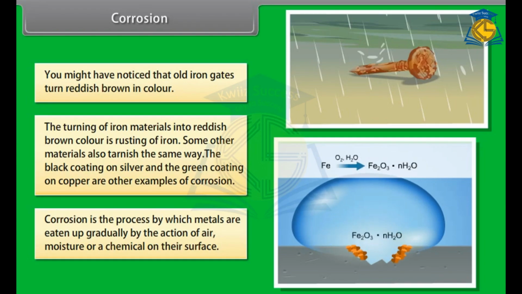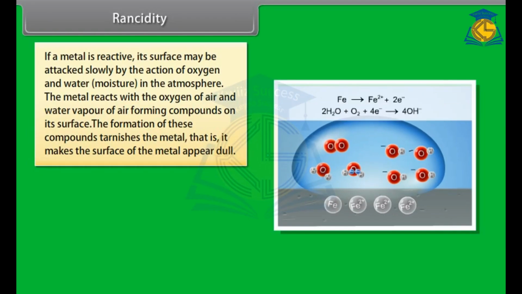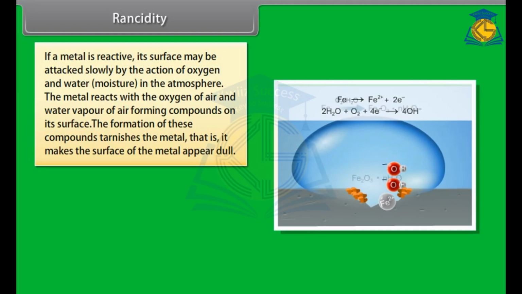Rancidity. If a metal is reactive, its surface may be attacked slowly by the action of oxygen and water in the atmosphere. The metal reacts with the oxygen of air and water vapor of air, forming compounds on its surface. The formation of these compounds tarnishes the metal, that is, it makes the surface of the metal appear dull.